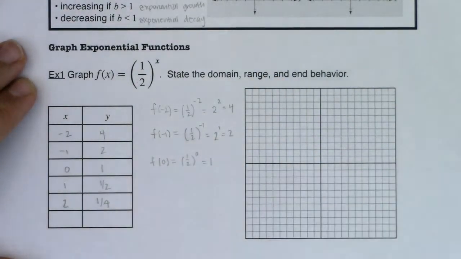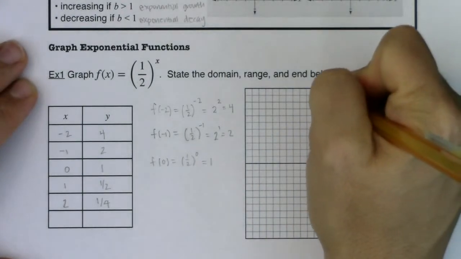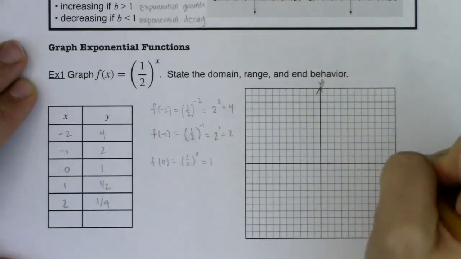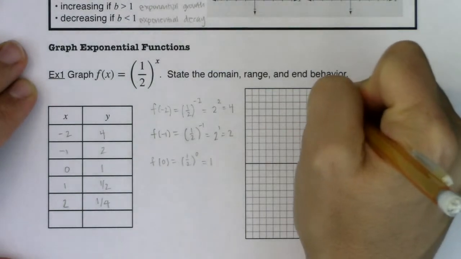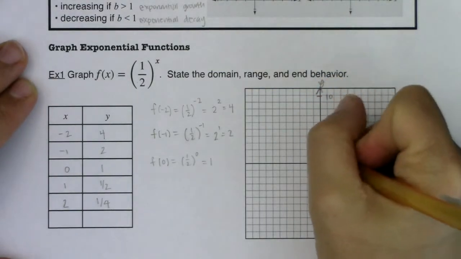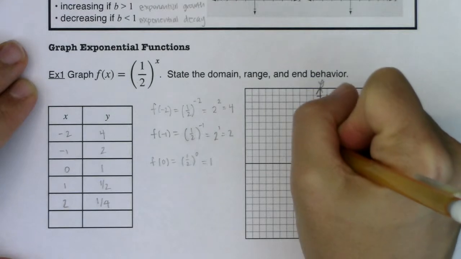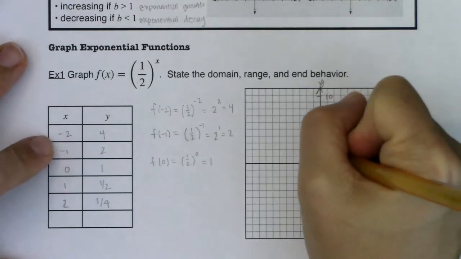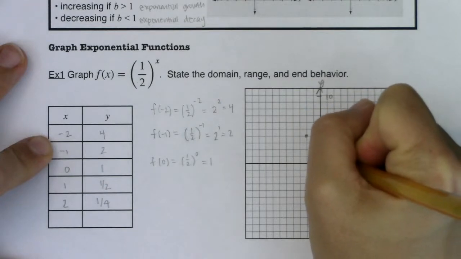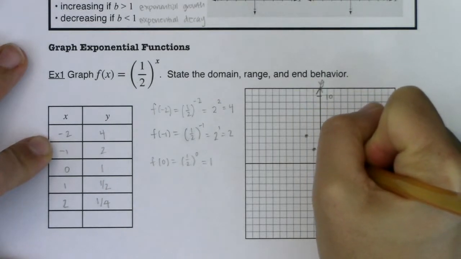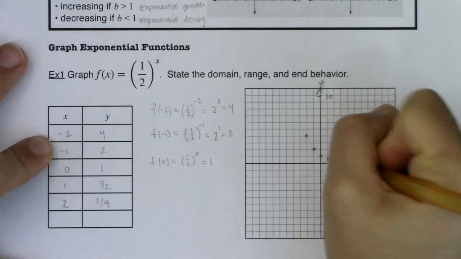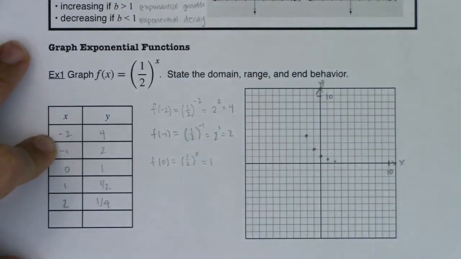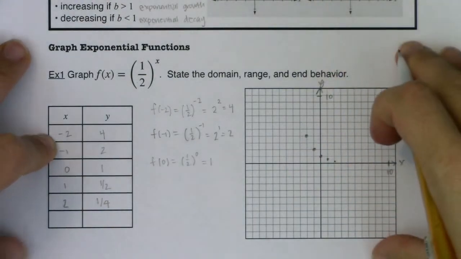And if you want to pick another x value, you're more than welcome to. I'm going to start with these 5 and see what I can tell. So here we go. I got a 10 and a 10. All right, let's see. We had negative 2, 4. I had negative 1, 2, 0, 1, 1, 1/2, like that. All right, so I actually have a pretty good idea of what this graph looks like.